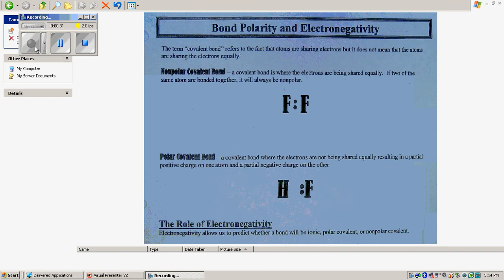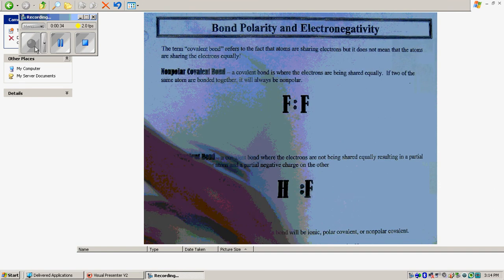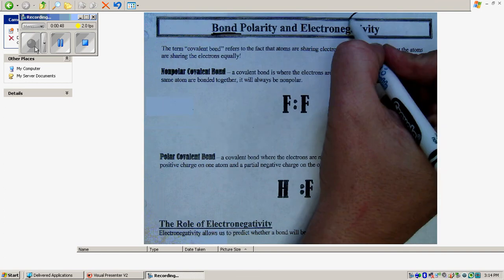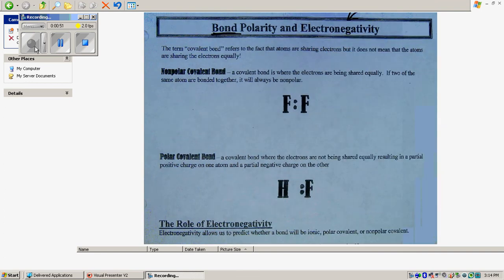So this lesson is about, as you can see up here, bond polarity. We are also going to be talking about molecular polarity. So the difference is that bond polarity refers to a bond, whereas molecular polarity is going to refer to an entire molecule. And we're going to revisit the idea of electronegativity, which was a concept that you learned last year in honors chemistry.